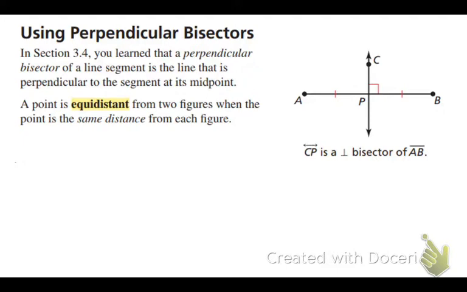All right, so let's look. You learned in 3.4 that a perpendicular bisector, I saw a lot of you highlight this, which is great. You want to highlight the rest. A perpendicular bisector of a line is the line that is perpendicular to the segment at its midpoint. What is the midpoint of this picture that I have on the screen? P is my midpoint. How do I know that it's in the center, other than it looks like it's in the center?